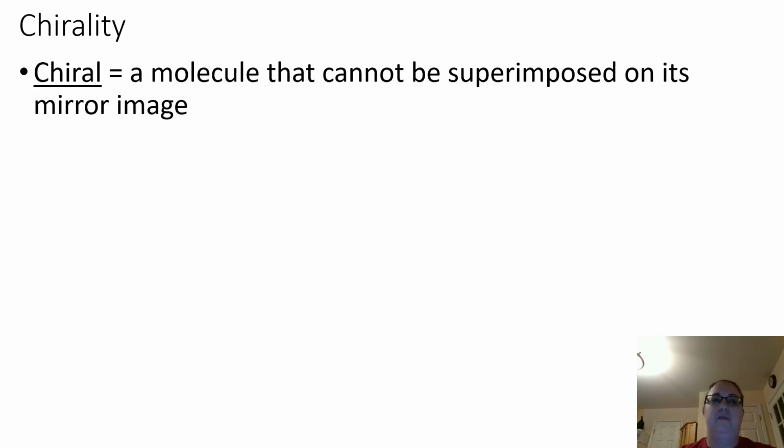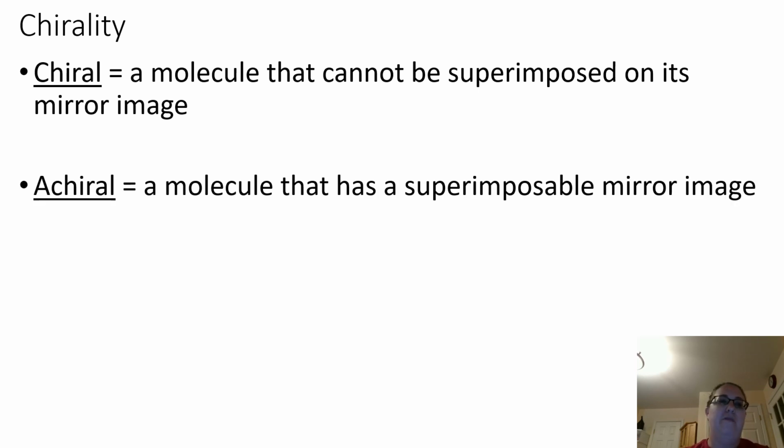One of the other terms that we're going to use with this is chirality, because a chiral molecule is a molecule that cannot be superimposed on its mirror image. So it's a more broad term than enantiomer. An enantiomer is a non-superimposable mirror image. So molecules that have this chirality associated with them are going to have non-superimposable mirror images.